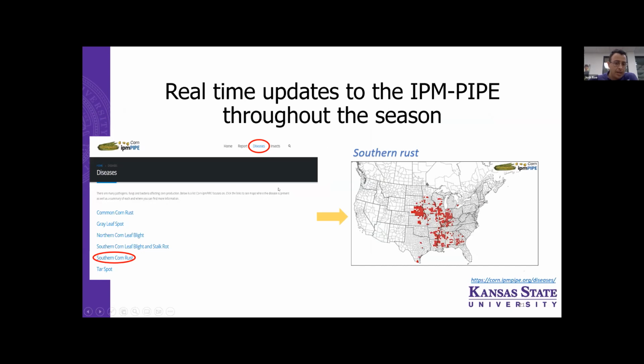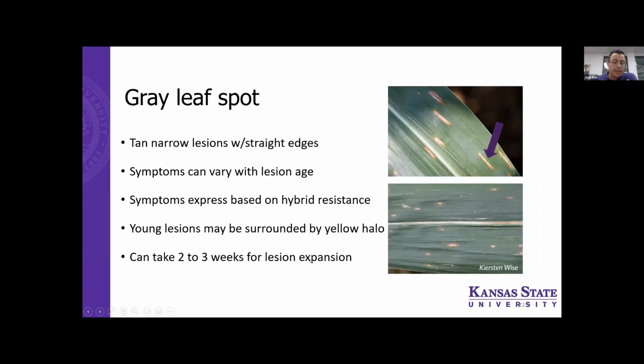As I mentioned, on the Corn IPM Pipe website, you can select southern rust and keep track of the disease. You can also select tar spot, which is another one that's important for us. And the last disease that I want to touch base on here is gray leaf spot, right? Gray leaf spot, we do find it almost every year here in Kansas, and it can be a problem if you're under irrigation, corn on corn. The symptoms can vary between hybrids, but it takes about 2 weeks to develop from those small rounded lesions to those more elongated lesions.